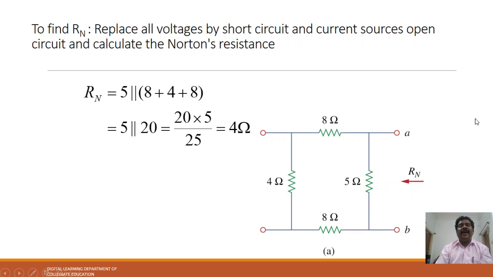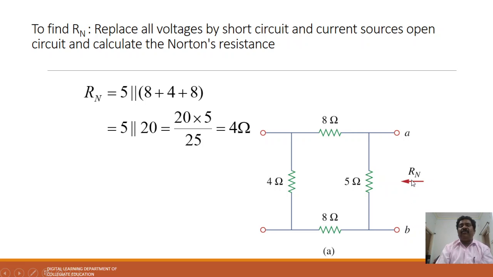To find the RN value, replace all the voltage sources in the circuit by short circuits, and the current sources will be open circuits. Then calculate the Norton's resistance for the given network. Once we short the voltage sources and open the current sources, we can write the circuit like this. So I can calculate RN between the terminals A and B.